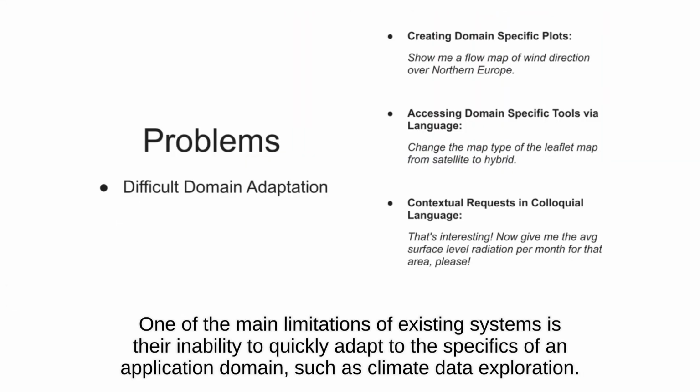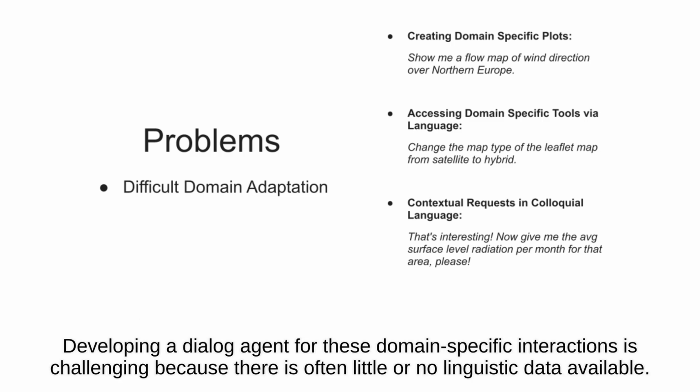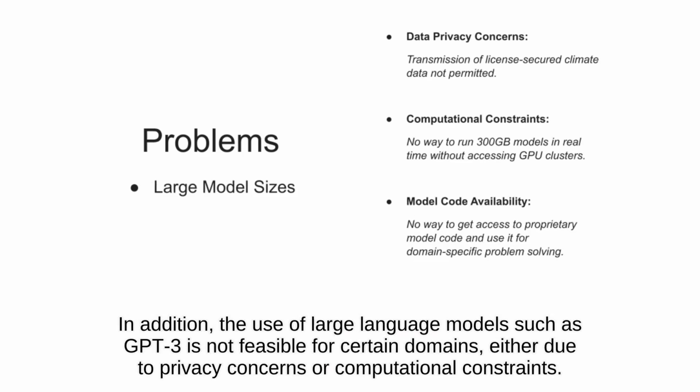One of the main limitations of existing systems is their inability to quickly adapt to the specifics of an application domain, such as climate data exploration. Developing a dialogue agent for these domain-specific interactions is challenging because there is often little or no linguistic data available. In addition, the use of large language models such as GPT-3 is not feasible for certain domains, either due to privacy concerns or computational constraints.